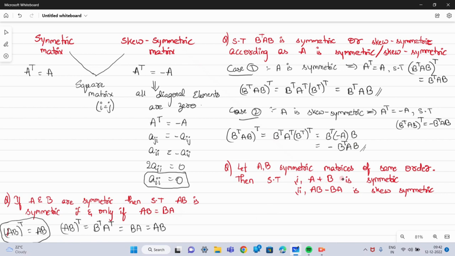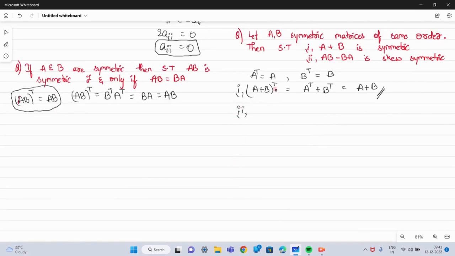Next question. A and B are symmetric matrices. We need to show A plus B is symmetric and AB minus BA is skew symmetric. A and B are symmetric, which means A transpose is A and B transpose is also B. Now first, how to prove A plus B is symmetric? Take first A plus B transpose. Now according to the properties of transpose, we can write it as A transpose plus B transpose. And from the given, we can write it as A plus B. Hence, proved.